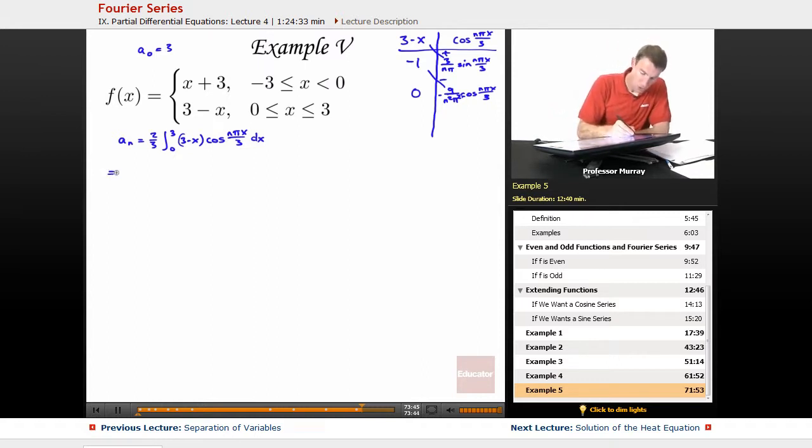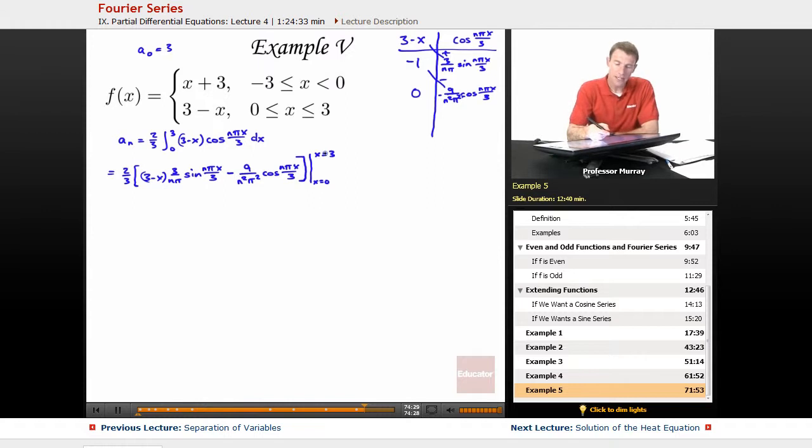And so what I get is 2/3 times, now fairly complicated here, (3 minus x) times 3 over n pi times sine of n pi x over 3. I see 3 negatives here, negative, negative, negative, so the whole thing is negative: minus 9 over n squared pi squared cosine of n pi x over 3. And I'm supposed to evaluate that whole thing from x equals 0 to x equals 3.